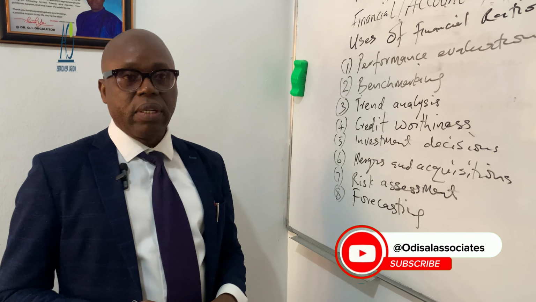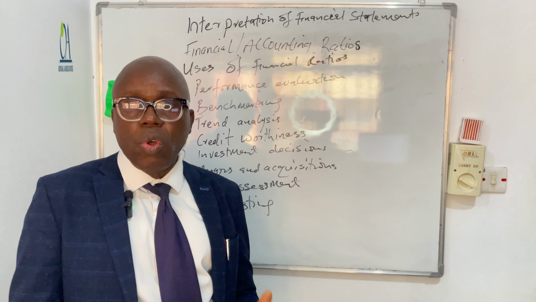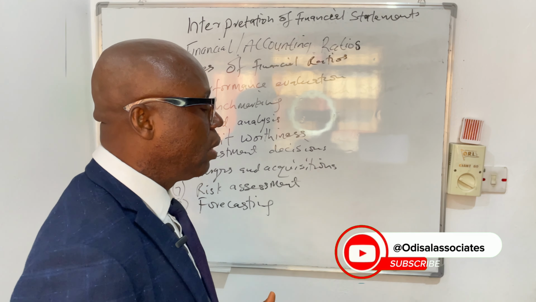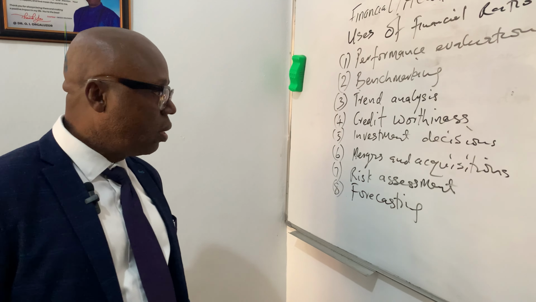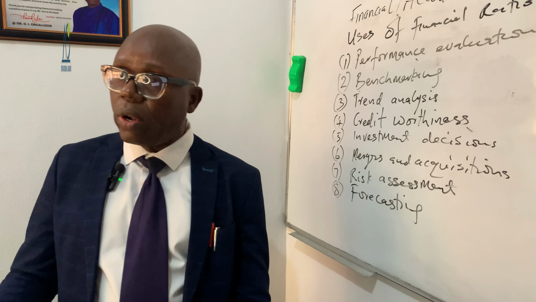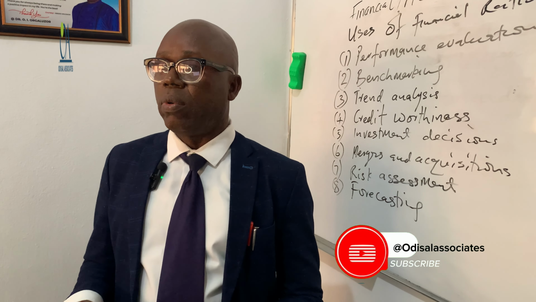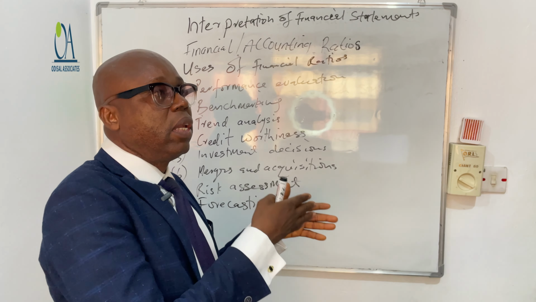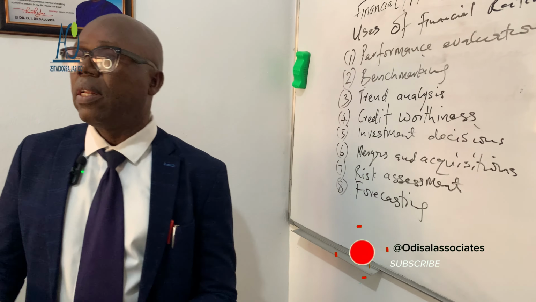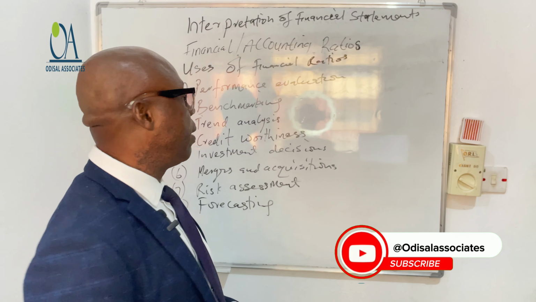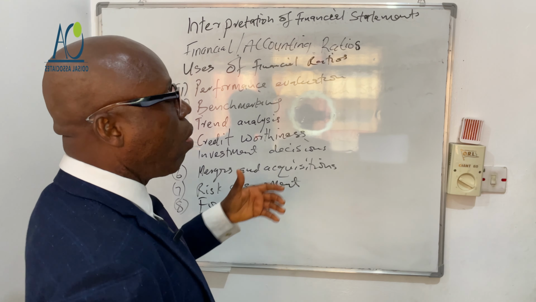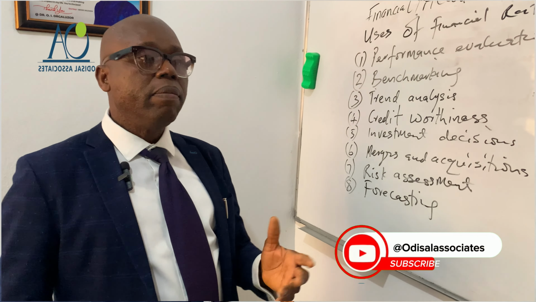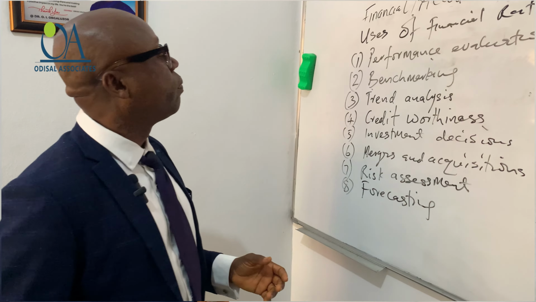Credit worthiness. Through ratio, we'll be able to know whether a company can meet its short-term obligation. Not only short-term obligation, even long-term obligation as they fall due. When we'll be computing ratios, you will see the ratios that deal with short-term obligations and the ones that deal with long-term obligation. With computation of ratios, we'll be able to know whether the company can meet their obligations.